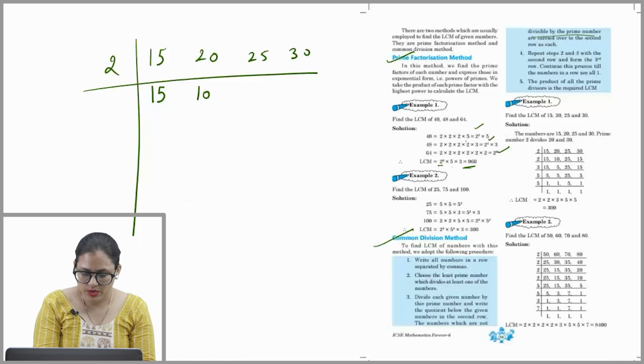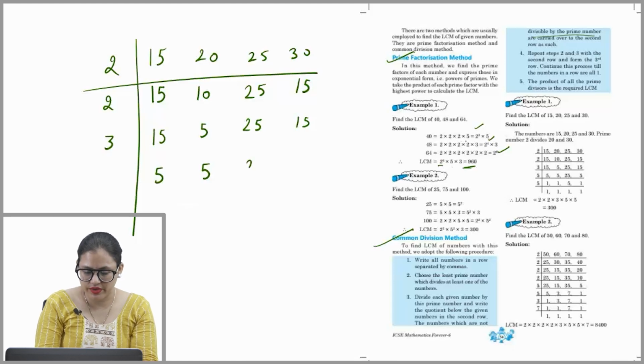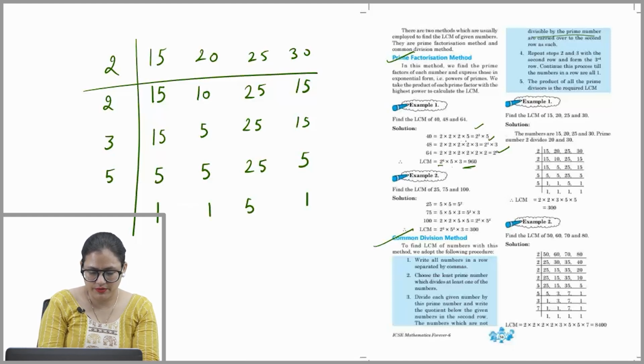Then 10, 25 and 15. We will write 15 as it is, here 5 because 2 5s are 10, write 25 as it is, 15 as it is. Now start dividing by 3. 3 5s are 15, we will write 5 as it is, 25 as it is and 3 5s are 15. Now start dividing by 5. 5 1s are 5, 5 1s are 5, 5 5s are 25, 5 1s are 5. Now 5, 1, 1, 1, 1.